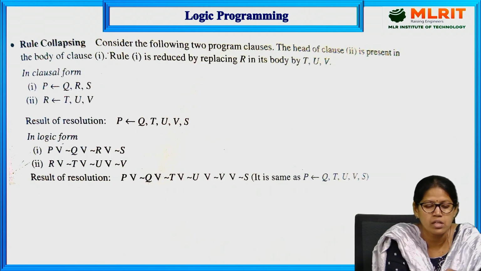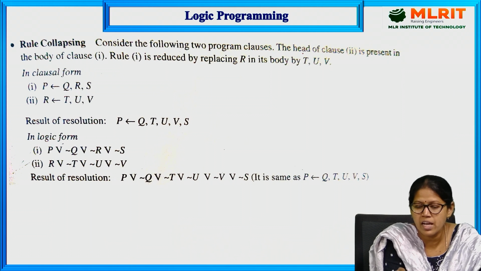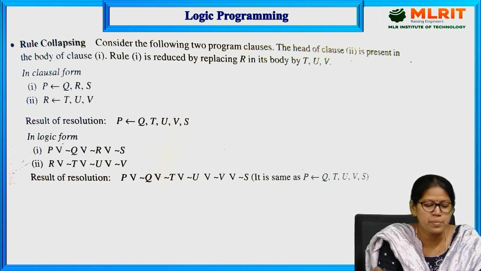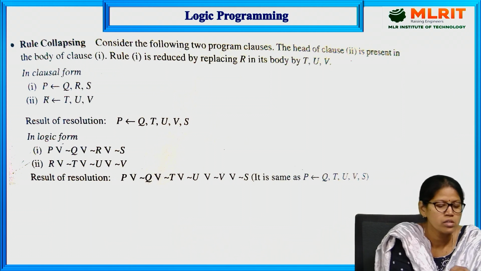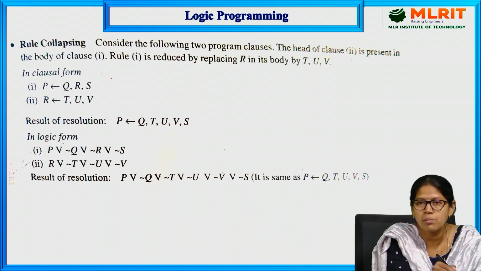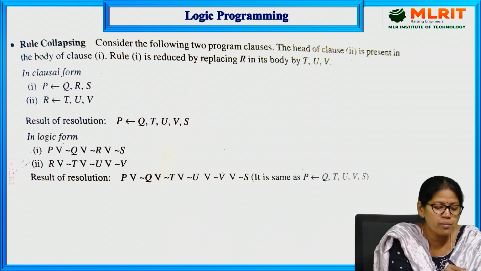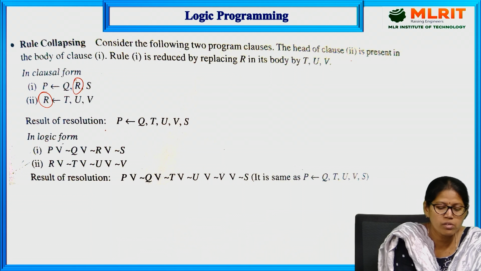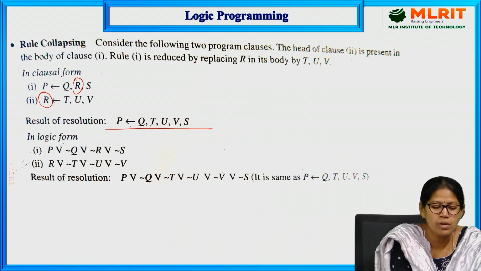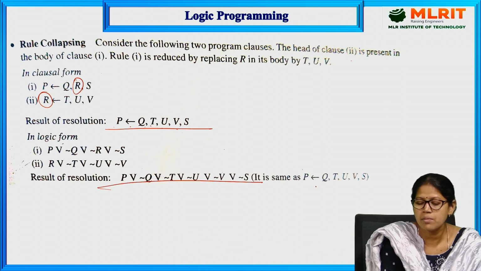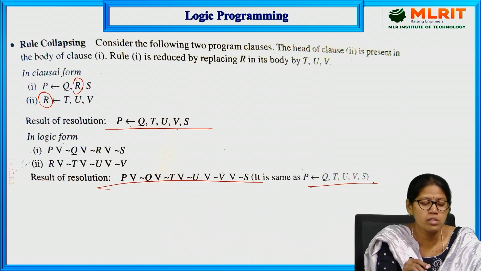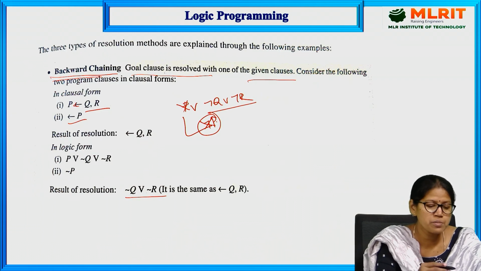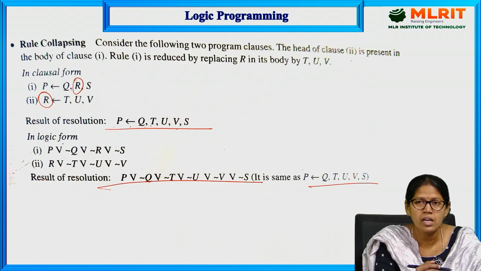Next, rule collapsing. Consider the following two program clauses. The head of clause 2 is present in the body of clause 1. So look here, P implied by Q, R, S. In the second clause, R implied by T, U, V. So this R will be replaced with this positive atom in rule collapsing. That is what we have done here: P implied by Q, T, U, V, S. So the result is the same as this one. So in these resolution methods, three types are there: backward chaining, forward chaining, and rule collapsing.